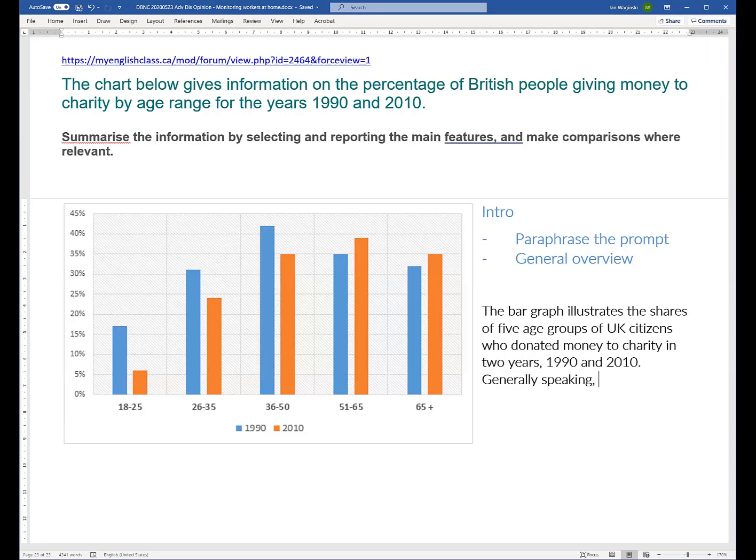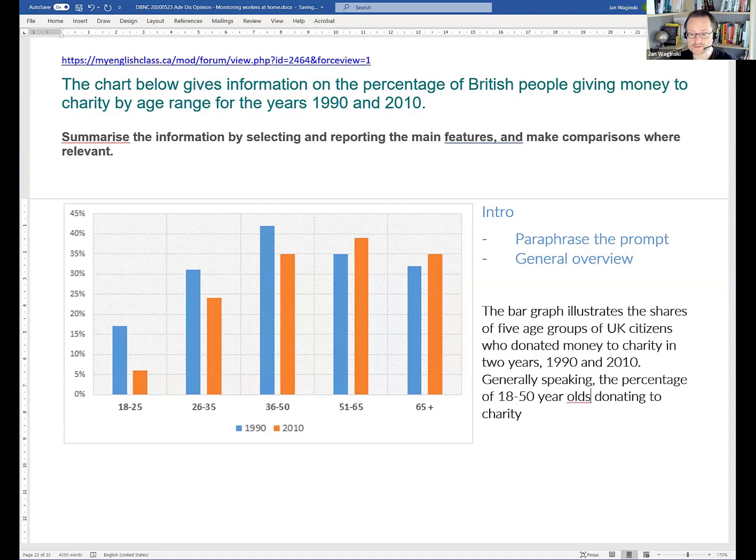Something I changed, I think: the shares of people aged less than 50 who donated money to charity paid more in 1990 than in 2010. While they get older, they pay more in 2010. If you divide the chart into below 50 and more than 50, the group of people whose age is less than 50 contributed to charity more in 1990.